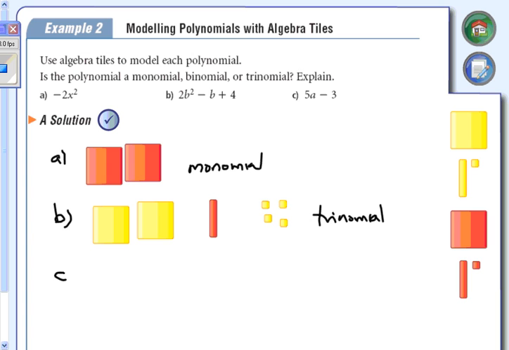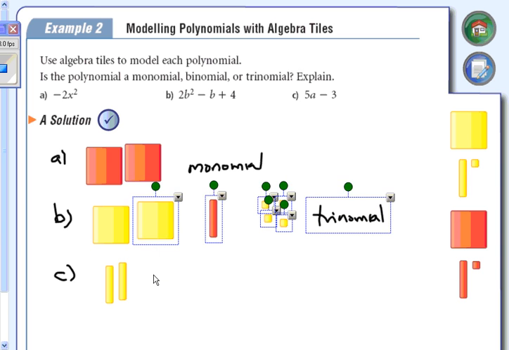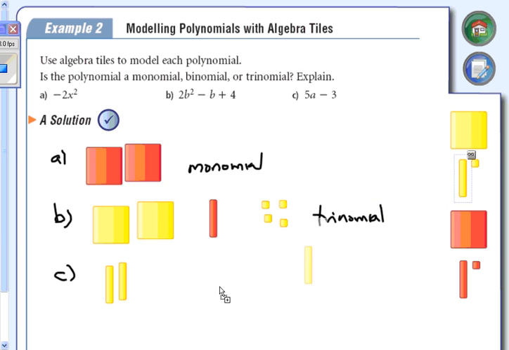All right, and for C, I need 5a. Now, that's positive variable tiles. So 1, 2, 3, 4, 5, and again, the fact that it's an A or an X or a B doesn't really matter. Okay, and 3 negatives. 1, 2, 3. Now notice again how many different types of tiles am I using? Well, 2, so this would be a binomial.